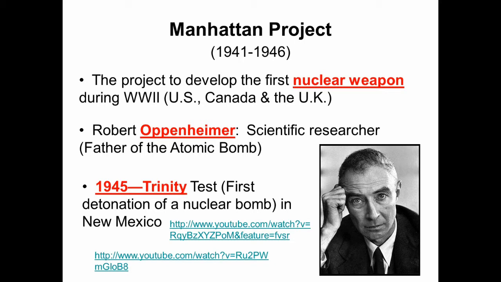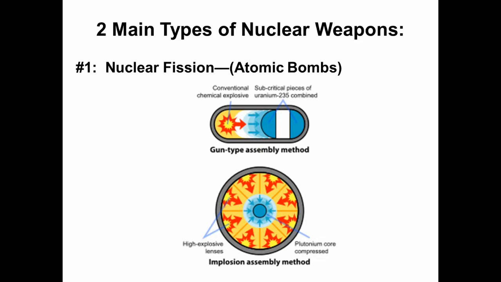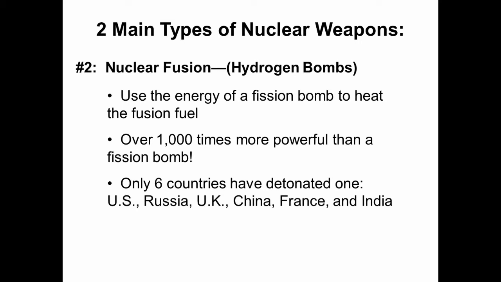The Trinity test was actually done before the bomb was dropped on Hiroshima. It was the first detonation of a nuclear bomb, and that was in 1945 in New Mexico. So, the two main types of nuclear weapons: there are the atomic bombs, and there are different assembly methods within fission bombs. There's the gun type assembly, and there's also an implosion type assembly. And there are fusion bombs, or hydrogen bombs.